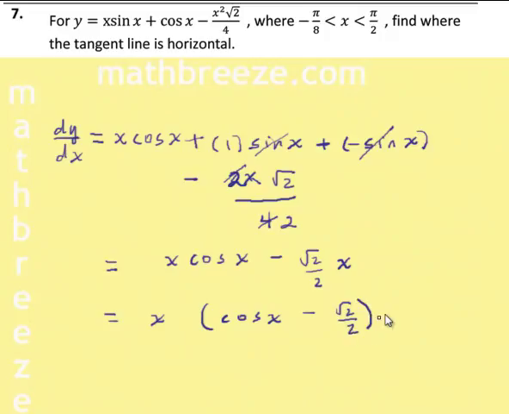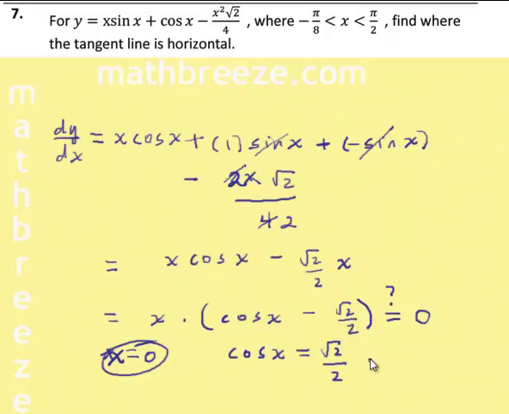And we want to see where is this equal to 0. So we want to solve this to find where the tangent line is horizontal. So we're going to set each factor equal to 0. First set x equal to 0, that would be one solution. And then setting the other factor equal to 0, cosine x minus square root 2 over 2 equal to 0, we get cosine x equal to square root of 2 over 2.